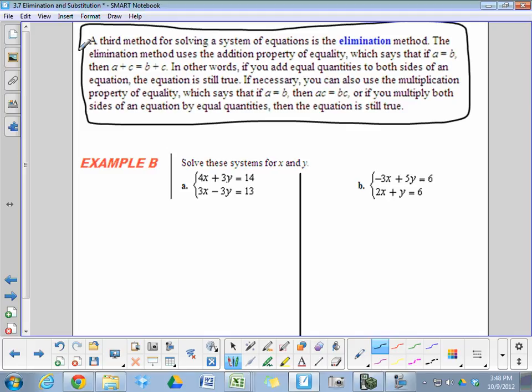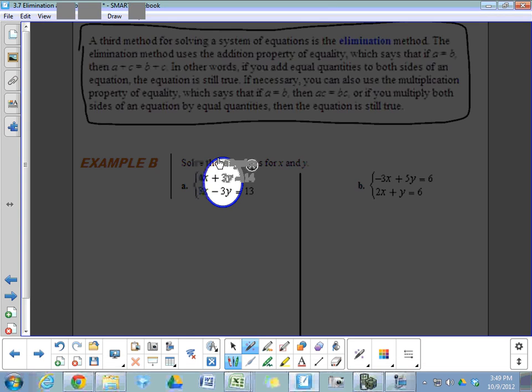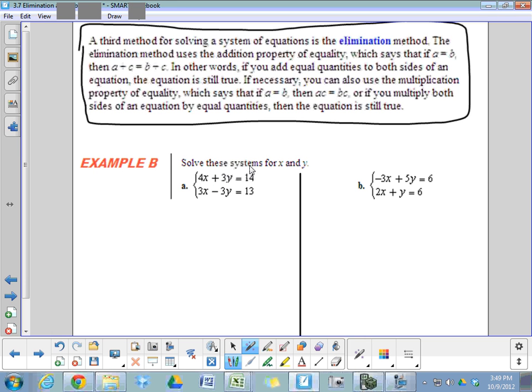We have a system of equations where one is 4x plus 3y equals 14, and the other is 3x minus 3y equals 13. Now, what we want to do is notice that with the y's, one is a positive 3y and one is a negative 3y. This problem is set up automatically for elimination because the two y variables have the same coefficient, 3, but they're opposite. One's plus, one's minus. One's positive, one's negative.